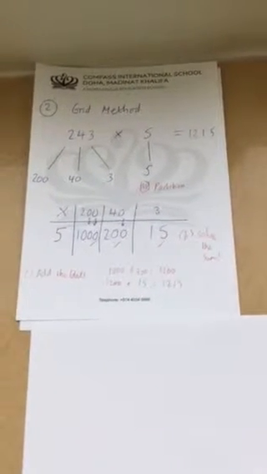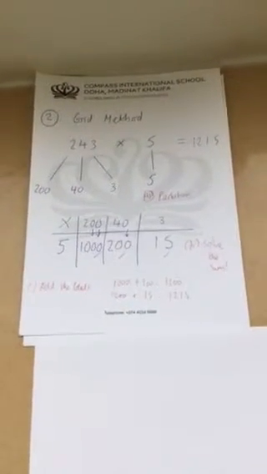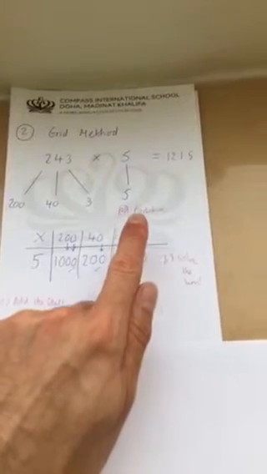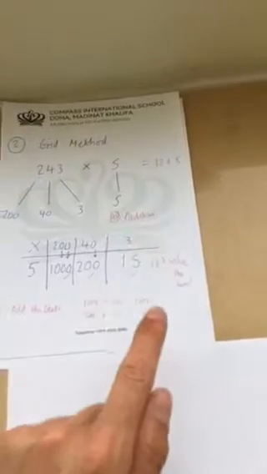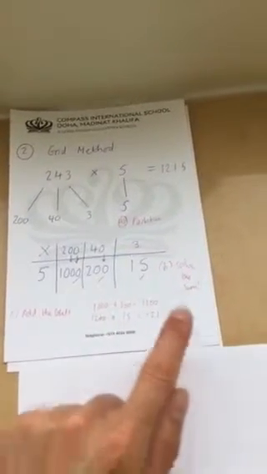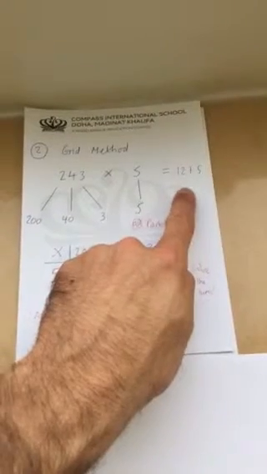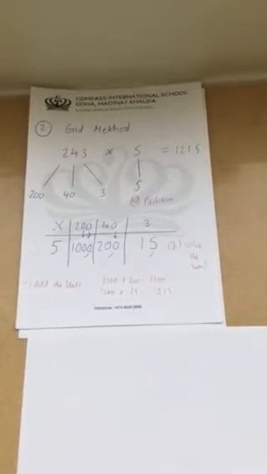1215. So guys, with grid method, you need to follow it out in this way. It's steps to success. A, partition the numbers. B, solve the sums. C, add the totals. If you do all that, you will get the right answer. Okay, but you have to follow those 3 steps to success.